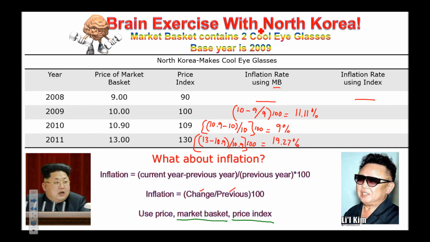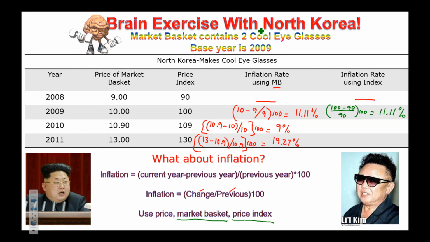Okay? Now we're going to do the exact same thing using the price index, and we're going to get the exact same numbers. Okay? So, price index. We're going to take the current year of 100. We subtract the previous year of 90, divide by the previous year's 90, multiply by 100, and we get 11.11%.